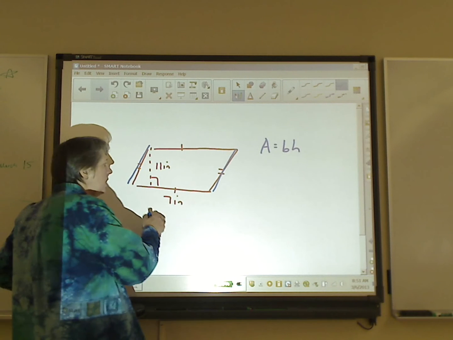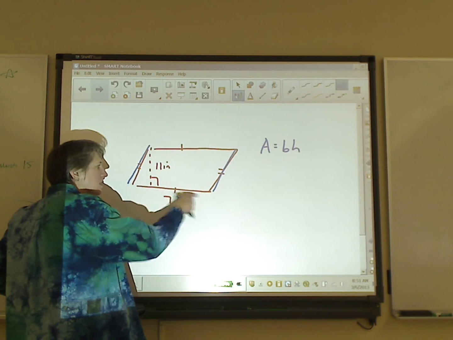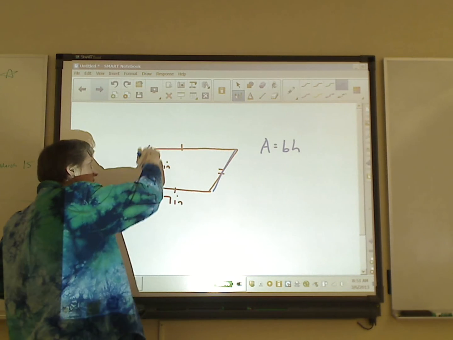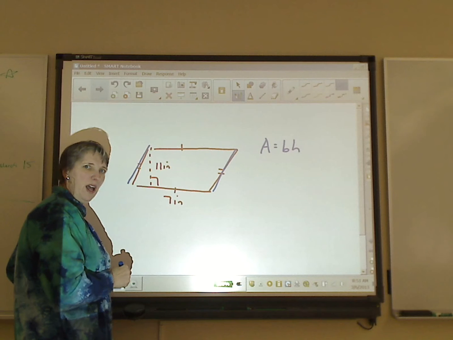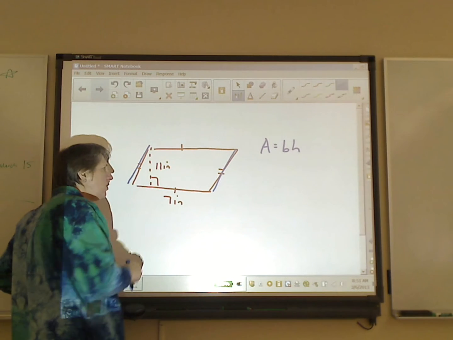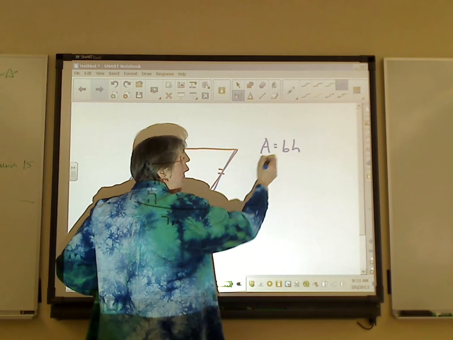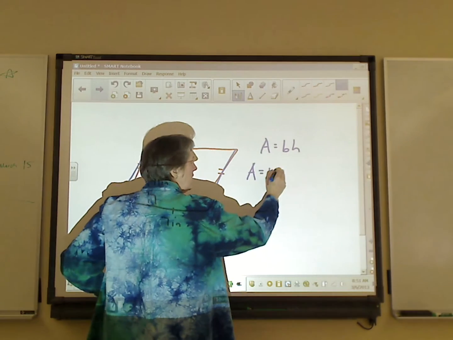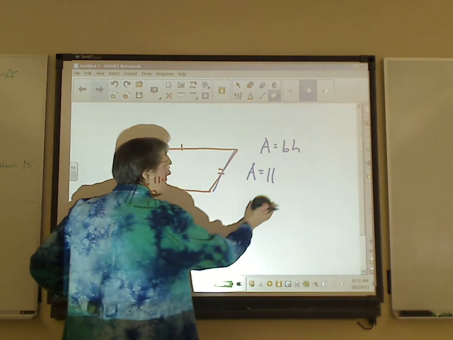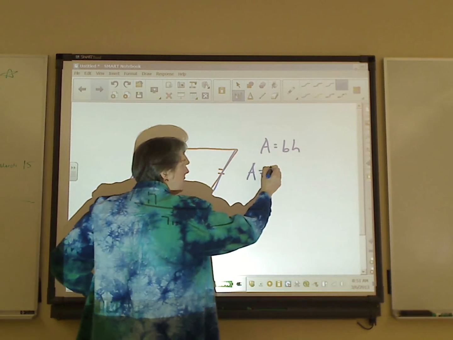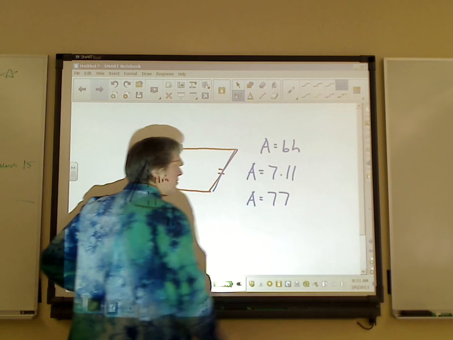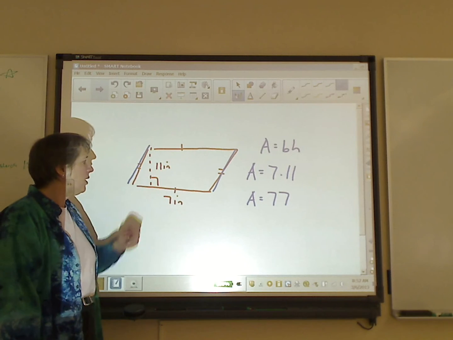So we're going to plug in, this is the base because it forms one of the parallel sides, and this is the height because it forms a 90-degree angle. So I simply write A equals B times H, and then area equals 11 times 7, well, we'll put 7 times 11 because the base is 7. And we get A equals 77. That's the area of the parallelogram.